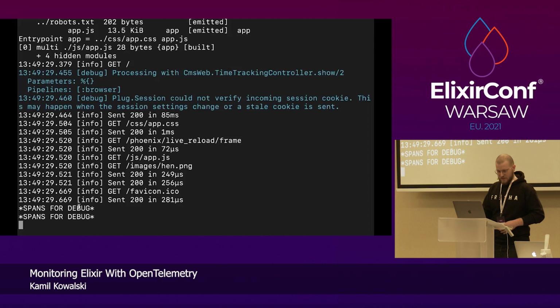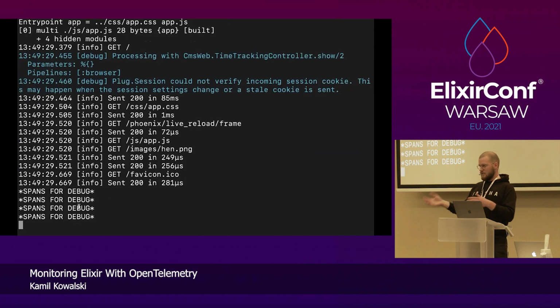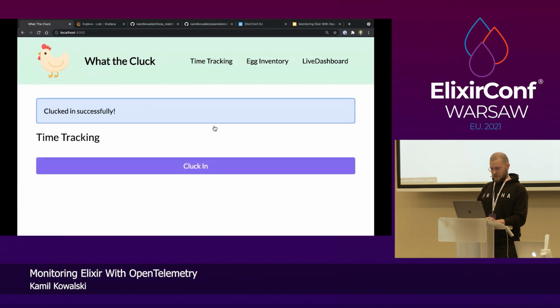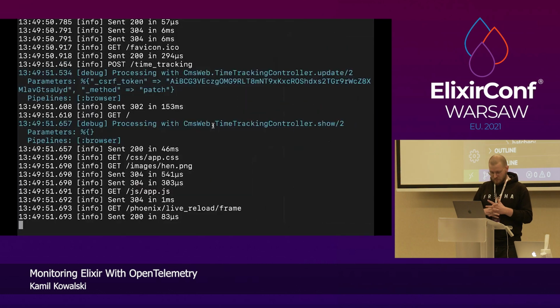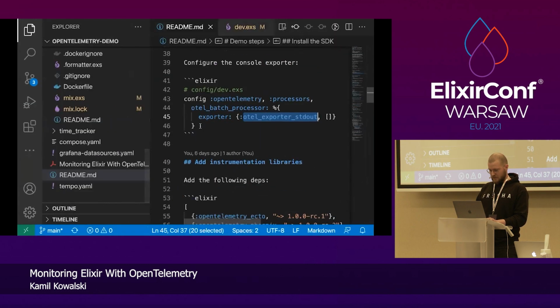And you can see in the logs that we start getting these spans for debug message. That's actually the stdout exporter trying to export data. But it doesn't have anything yet, because even if we walk around, clock in, it doesn't have anything to export because we are not instrumenting the app yet. We only installed the SDK. So let's instrument our app now.